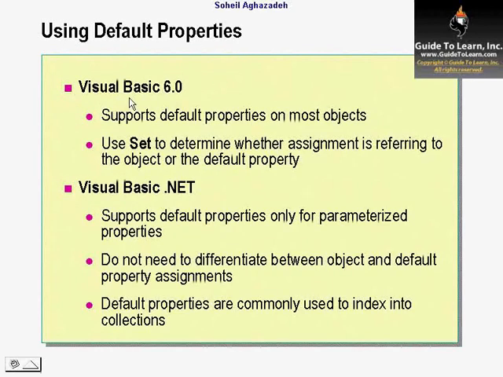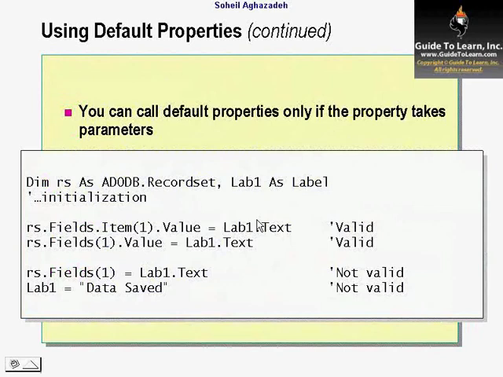Using default properties in VB6, you could basically specify a default property for an object, and using Set to determine whether the assignment is referring to the object or a default property. In VB.NET, default properties are only available for parameterized properties. You cannot differentiate between object and default property assignments. So in this scenario, you have to declare a specific property for a specific object. You can't just rely on a default property. Also, default properties are commonly used to index into the collections in VB.NET. So we are not really using default properties throughout the rest of our programming concept.